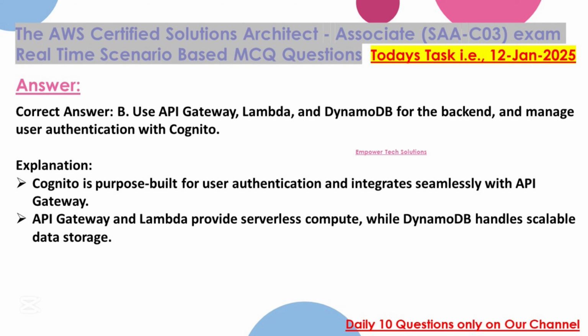Correct answer, B. Use API Gateway, Lambda, and DynamoDB for the backend, and manage user authentication with Cognito. Explanation: Cognito is purpose-built for user authentication and integrates seamlessly with API Gateway. API Gateway and Lambda provide serverless compute, while DynamoDB handles scalable data storage.